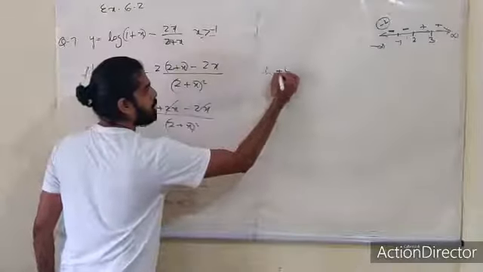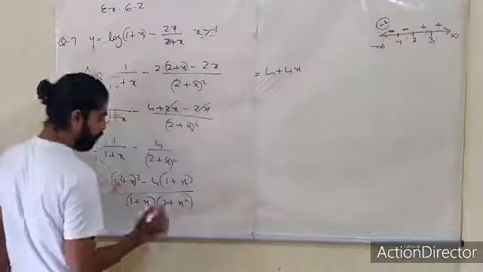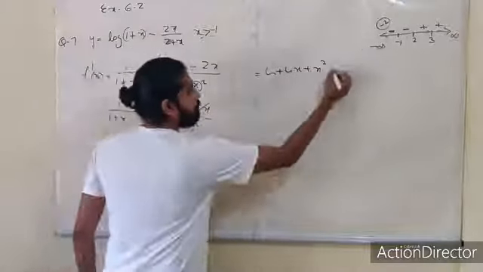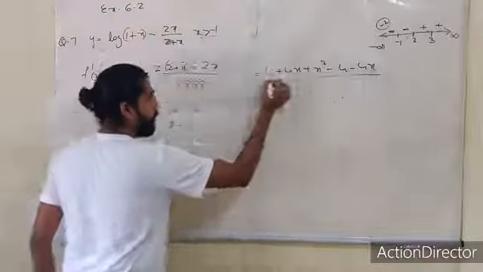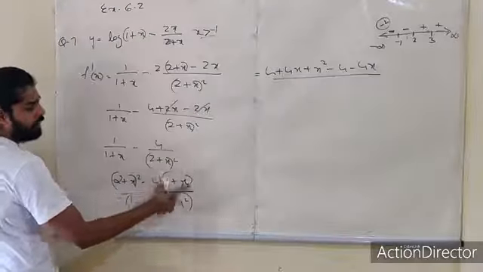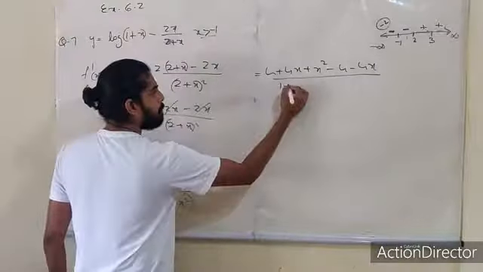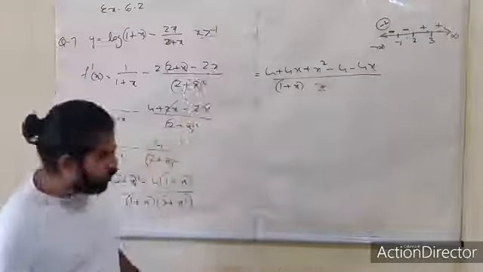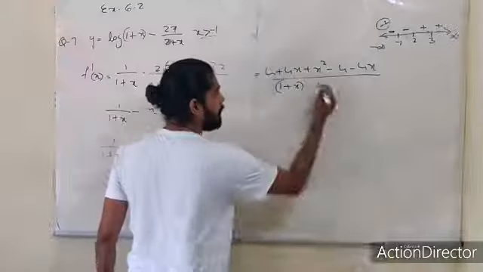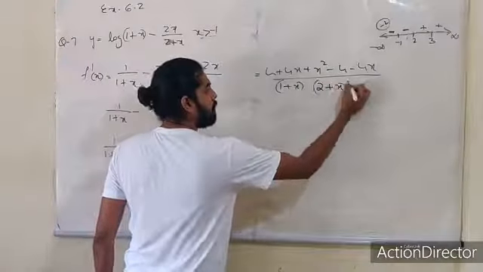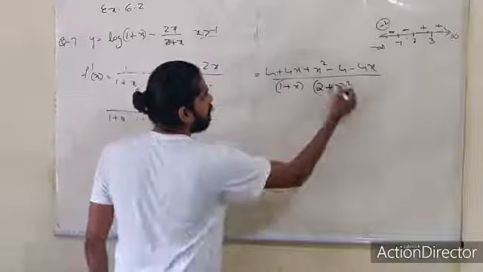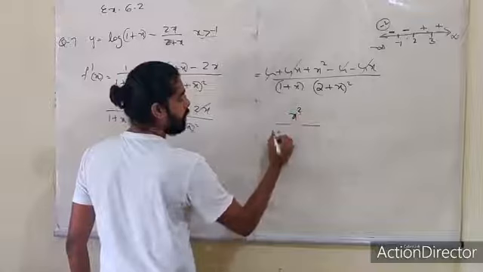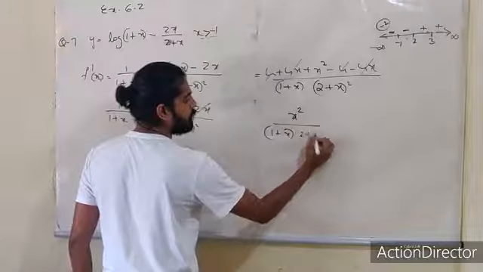So 4 plus 4x plus x square, minus 4 minus 4x, taking this minus inside, divided by (1 + x) into (2 + x) whole square. Don't expand (2 + x) whole square in the denominator; it will stay as (2 + x) whole square itself. Now cancelling 4 and minus 4, 4x and minus 4x, all that remains is x square upon (1 + x) into (2 + x) whole square.